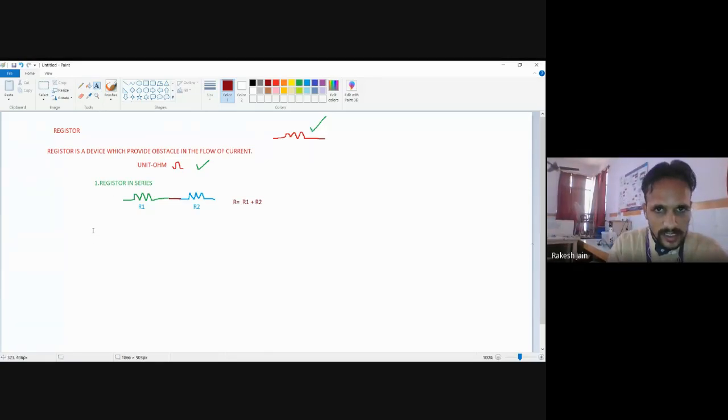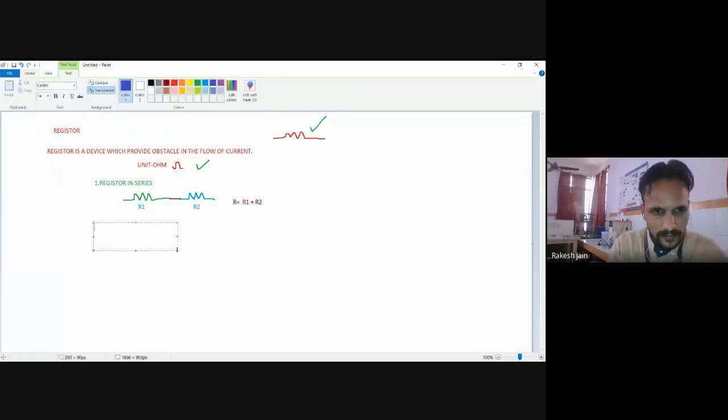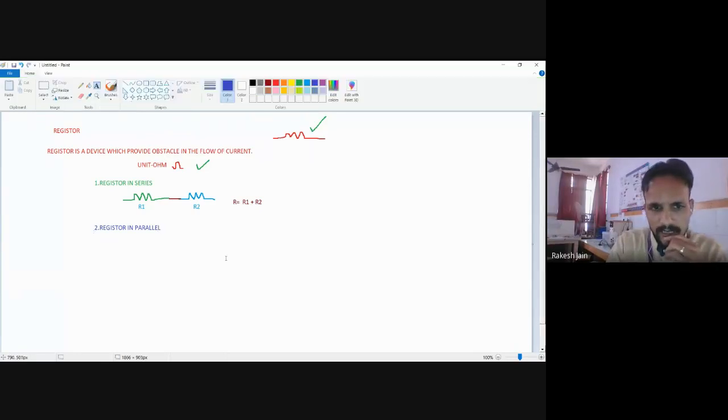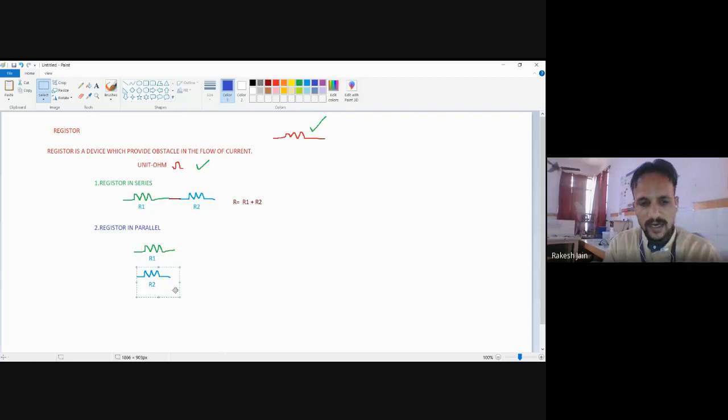Now the second one is resistors in parallel. What is the meaning of resistors in parallel? Let's suppose you have two resistances, one is R1 and the second is R2. So these are two resistances, R1 and R2.